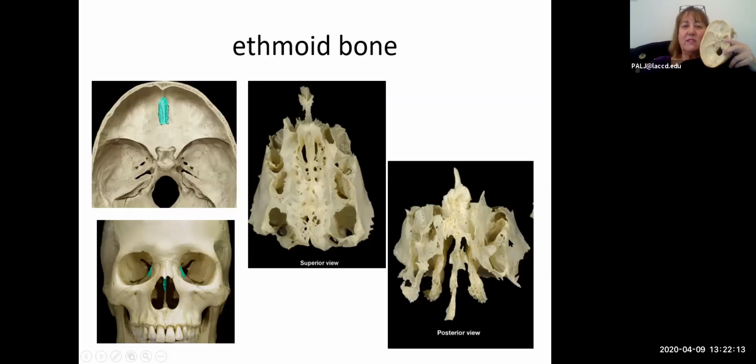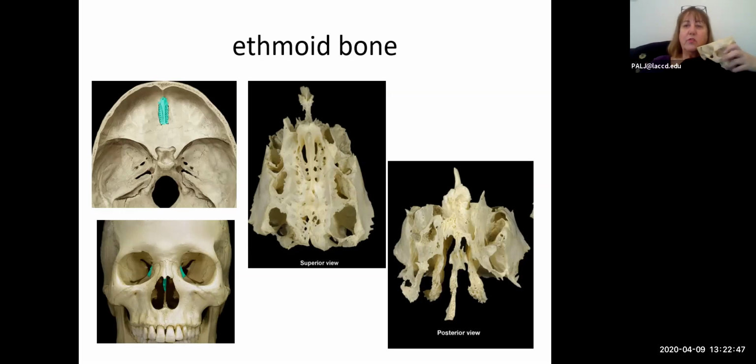So if you look at this posterior view, the only part that you are seeing looking at the floor of the skull is this part right here. So there's the upward projection, and then you're just seeing this part, and that's it. Everything else is hidden back into there. And so yes, we are going to see part of it going up the nasal cavity, and there are little bits of it inside the eye socket area.